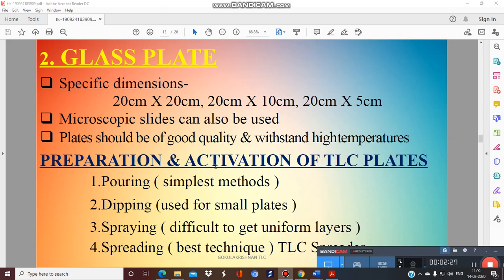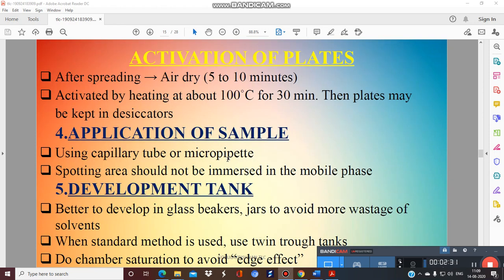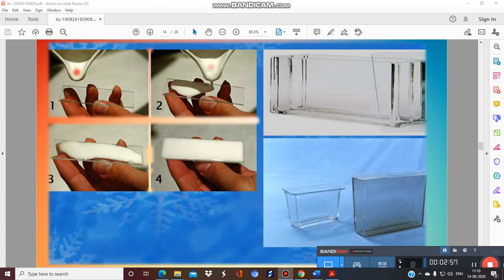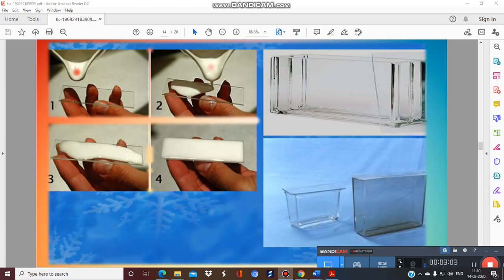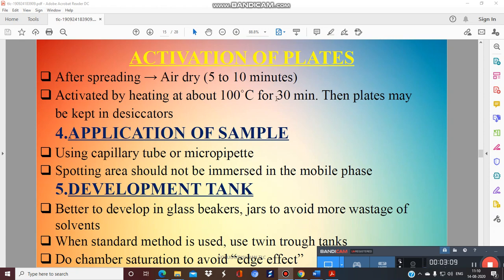So what is the process? It is known as the activation of the TLC plate. We will put this plate in the oven, and normally here it is written that air drying is 5 to 10 minutes, and after air drying we will activate the plate in the oven at 100 degrees Celsius for 30 minutes, and in general we also consider 120 degrees Celsius for 30 minutes. Okay, so it will also depend upon the solvent we are using to make this slurry. Suppose if we are using water, yes, we require this temperature, but if we are using any organic solvent like chloroform, we don't have to go for this particular range.